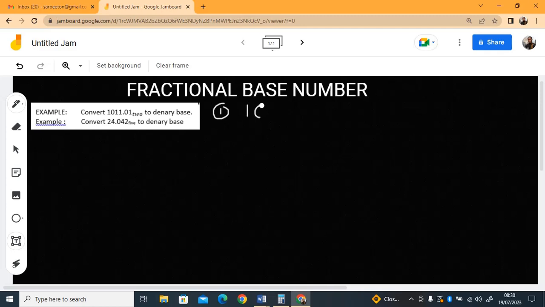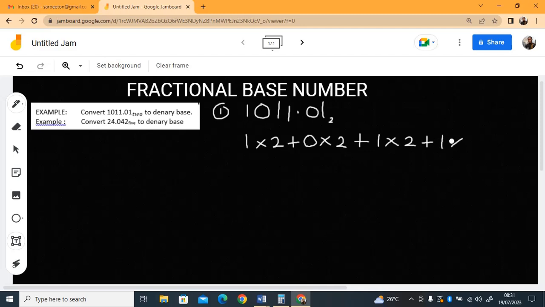In case you may not see the screen, it may not be that bold on your screen. This is what you are given, and you have to convert this to denary. So this is how you go about it. It's going to be 1 times 2, I'm taking this first one first, then the next one plus 0 times 2, plus 1 times 2, plus 1 times 2. Now we are done with this part.